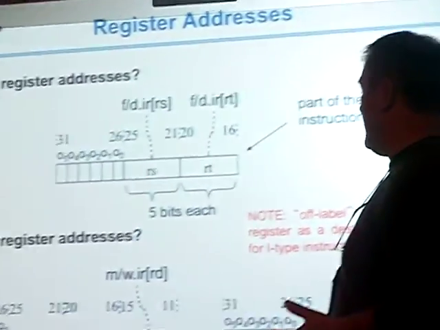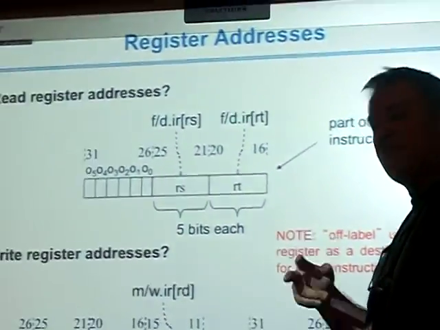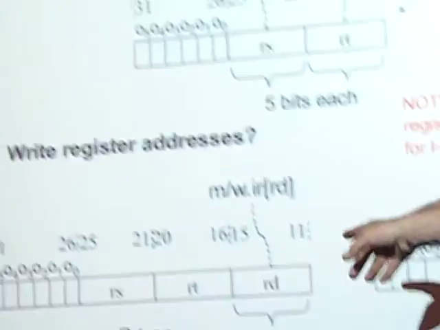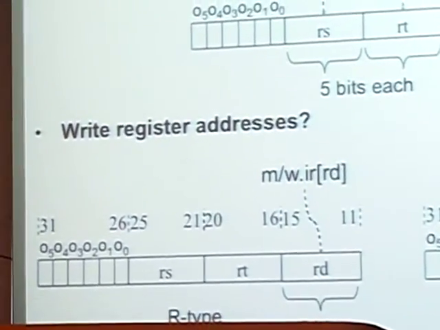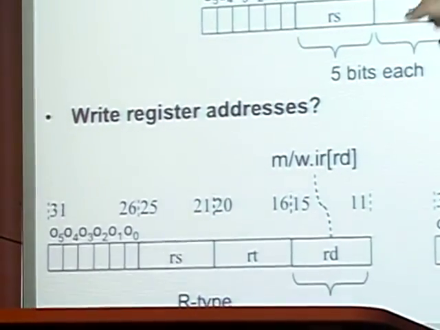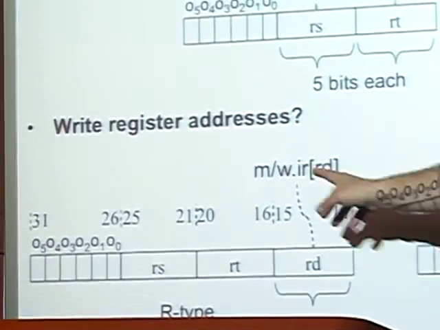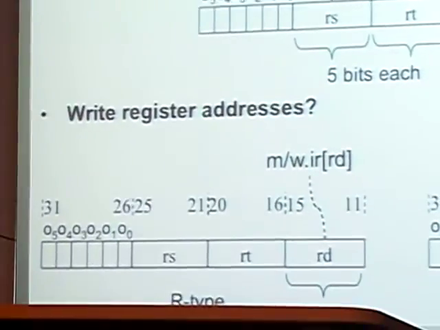RT. How about write registers? Well, really one of two places. For an ALU instruction, it comes from the RD field. MW.IR, because remember, the write-back stage comes from the MW pipeline register, whereas the read comes from the fetch decode pipeline register. So it's MW.IR of RD when it's an ALU instruction.